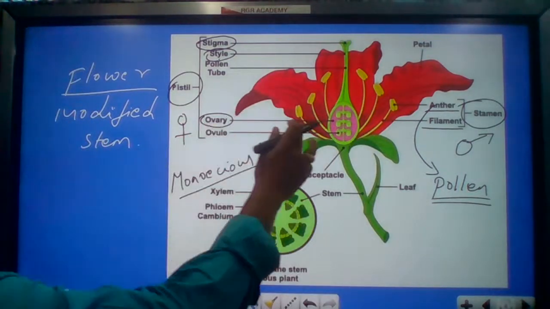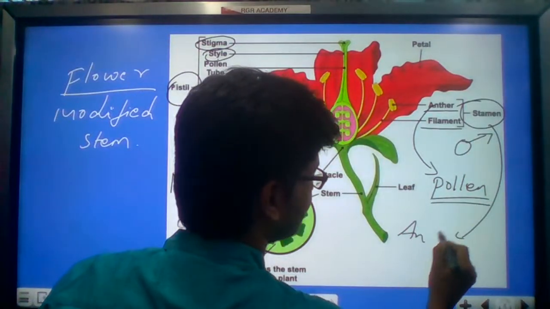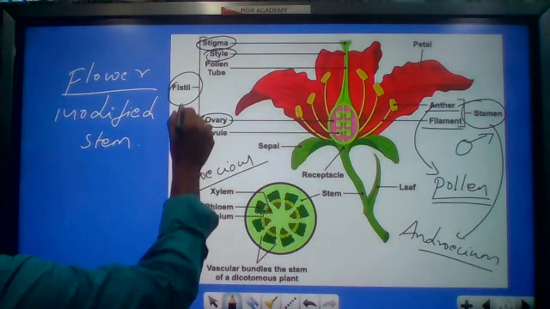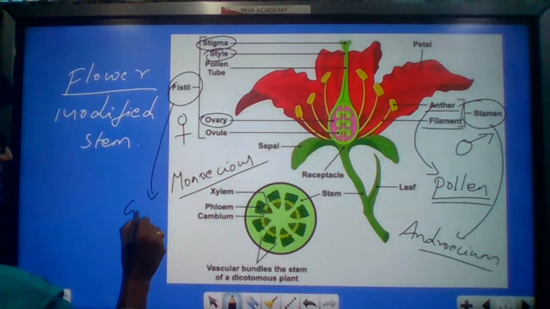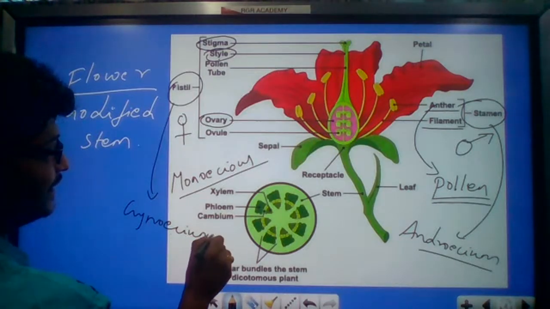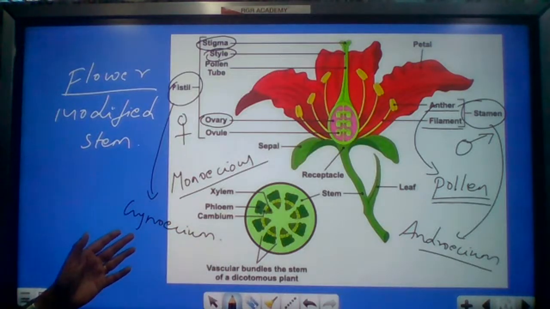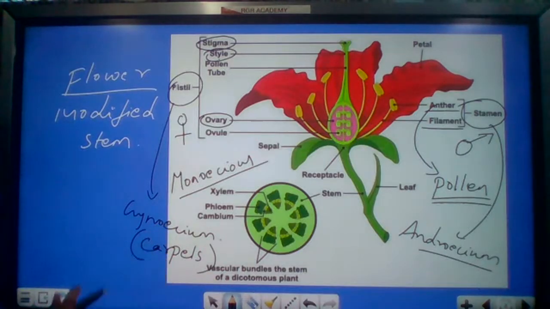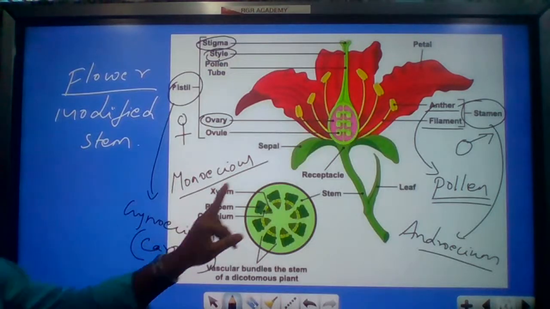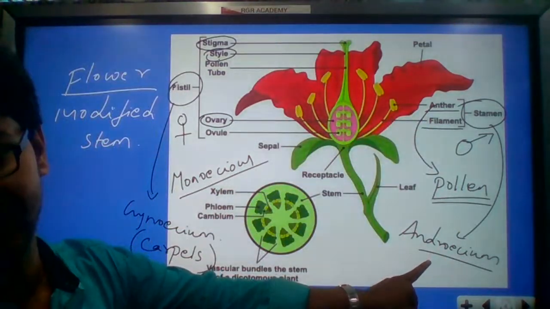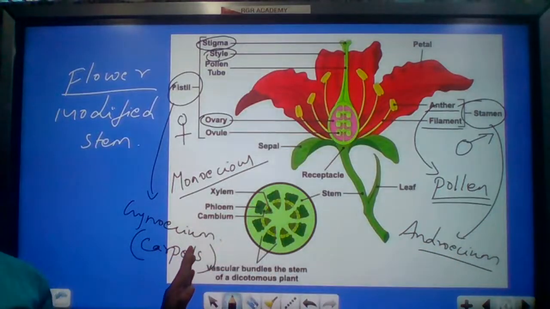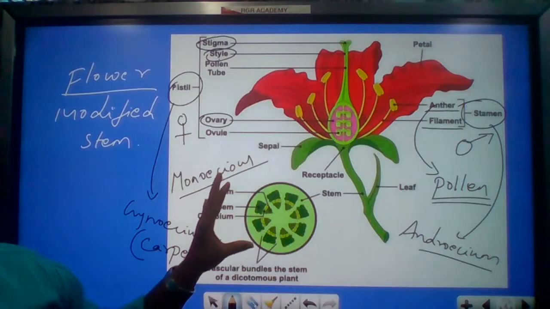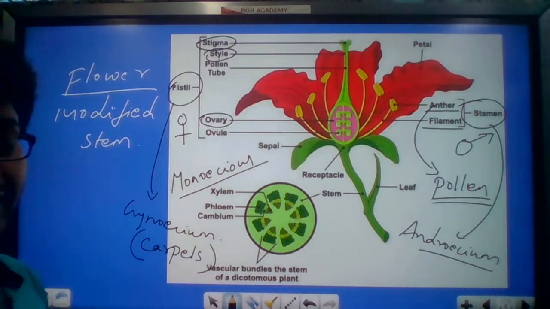The stamen can otherwise be called androecium. This we already discussed. The male part is otherwise called androecium. The female part, the pistil, is also called gynoecium. We can also use the word carpels; the unit of the gynoecium we call carpels. So androecium is for male, gynoecium is for female. Clear with this, guys? This is the basic idea about any flower, that is, for angiosperms. Now we'll see the terms for the flower.